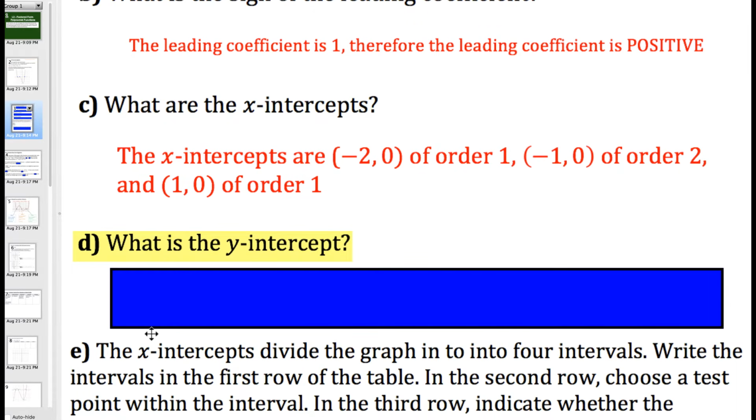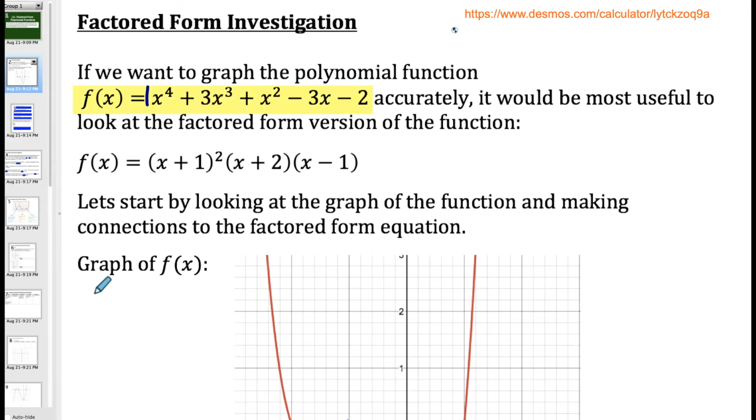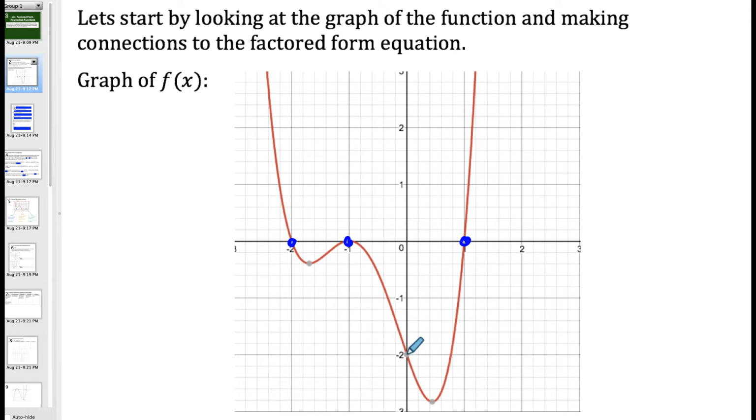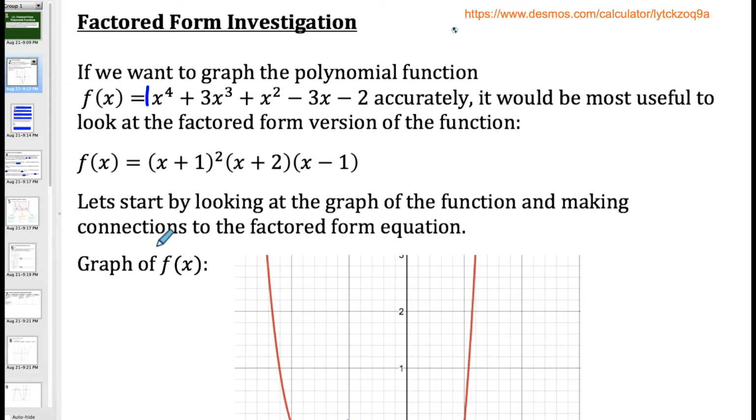What's the y-intercept? Actually, the y-intercept is probably easiest to find from the standard form version of the equation. If we look at the standard form version of the equation, well, at the y-intercept, I know the x value is 0. So if I plugged in 0 for all the x's, all of these terms would be gone, and we'd be left with just -2. So the y-intercept would be -2. In a standard form version of a polynomial function, the constant term tells us the y-intercept. Notice on the graph, here's the y-intercept, -2. We could also plug 0 in for these x's and find the y-intercept, but if we have the standard form version, we just look at the constant term.